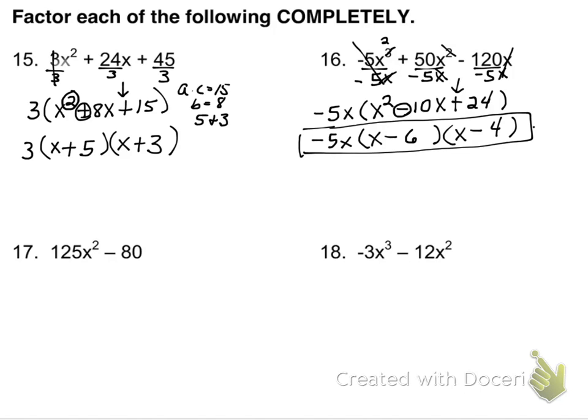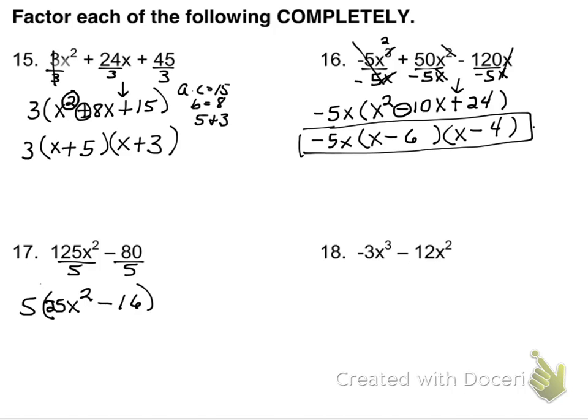Okay, going on to 17. Now we have two terms. So we look at the minus sign, we look for a difference of squares. It's not a difference of squares, but there's a GCF, so we have to do that first. So let's factor out our 5. So if we divide 125 by 5, we have 5x squared. And 80 divided by 5 is 16. I'm sorry, that's 25x squared, not 5.